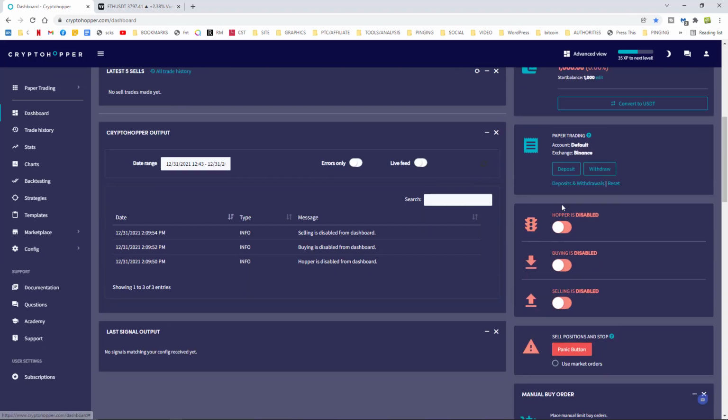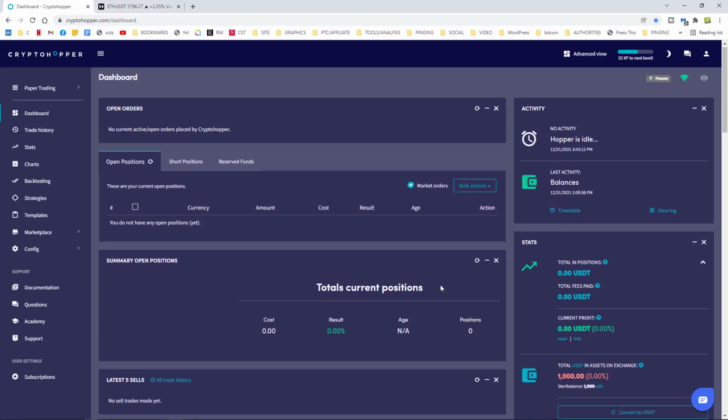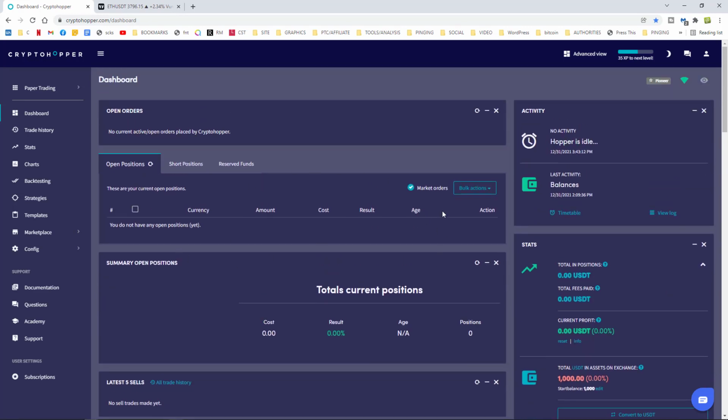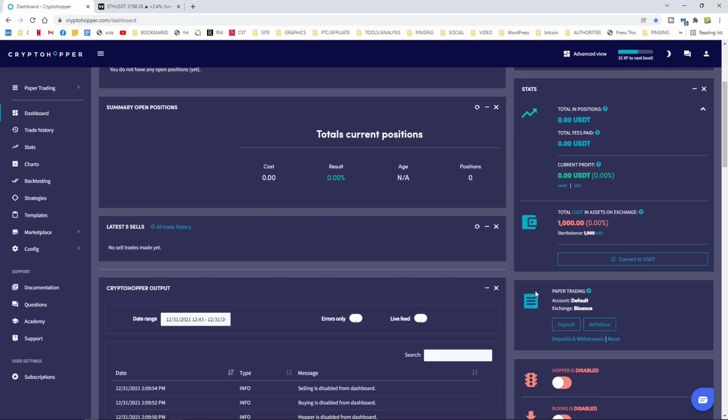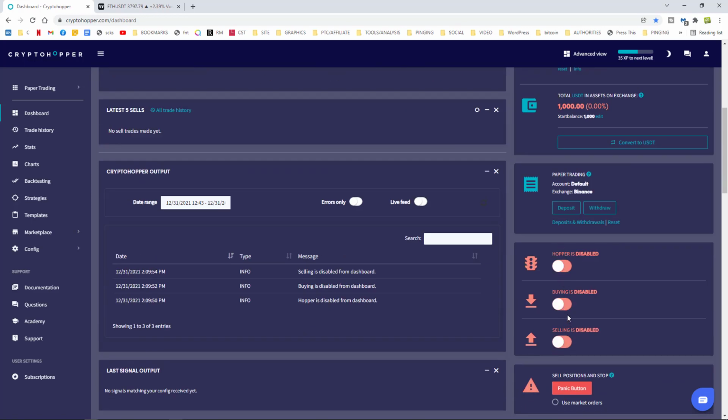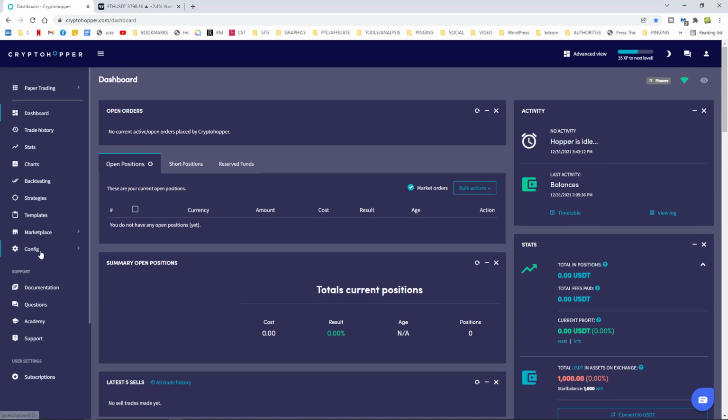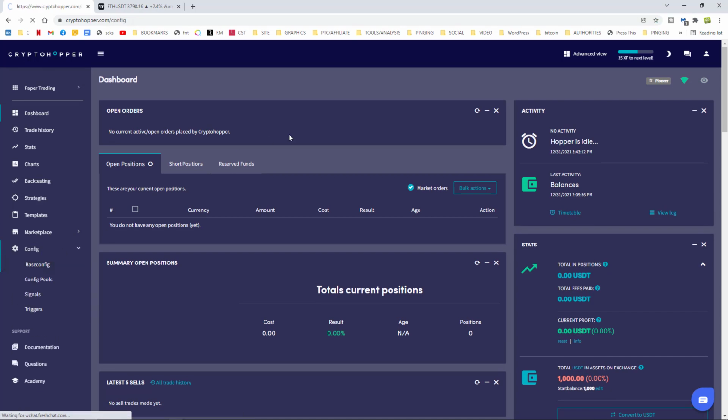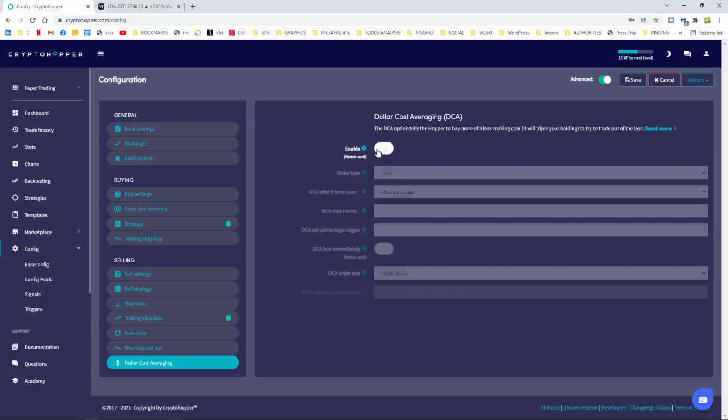go into your bot, and make sure all of these are switched off. And you can even lock your open positions, so nothing's going to happen. Once you know the bot is switched off and it's not going to do automatic DCA, then go back into your config. I've done this before, guys. I've switched this on and it's DCA'd the wrong positions, and I've been livid. It was my own fault.